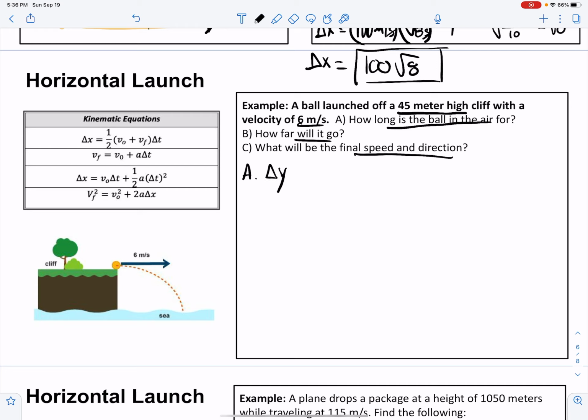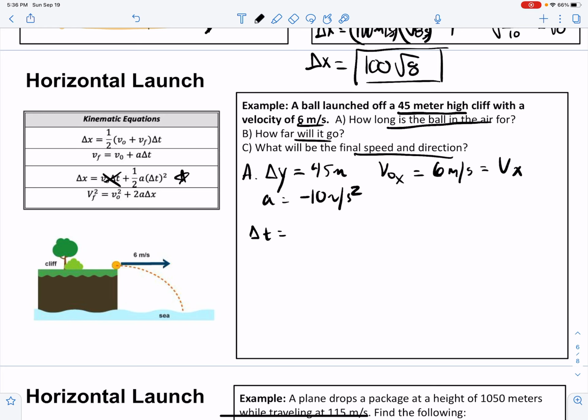We're going to skip some steps in the interest of time, but we have our displacement vertically is 45 meters. Our initial horizontal velocity, which is going to be the horizontal velocity throughout because it doesn't change, is 6 meters per second. With this equation right here, we have a equal to negative 10 meters per second squared. So we say delta t is equal to the square root of 2 delta y over acceleration. So we get 90 divided by 10, square root of that. So 3 seconds.